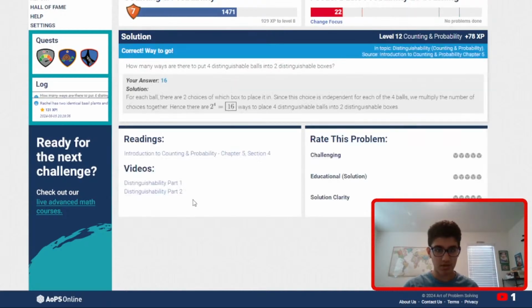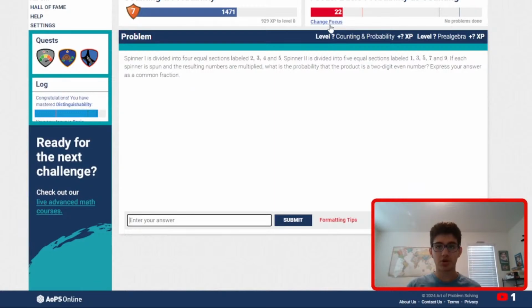This is the easiest one. Yeah, perfect. Distinguishability done. Basic probability as counting.